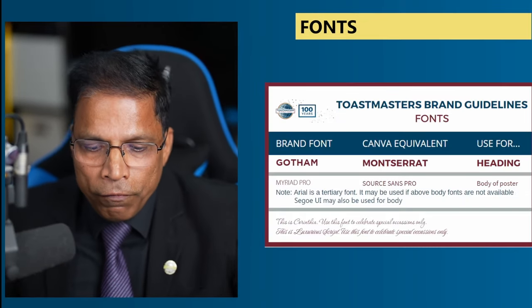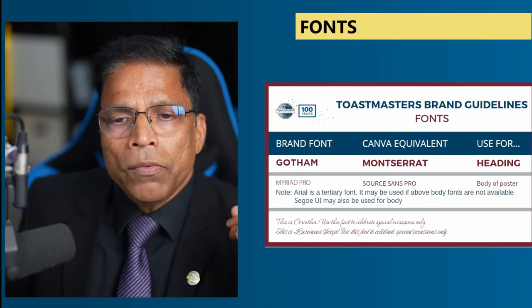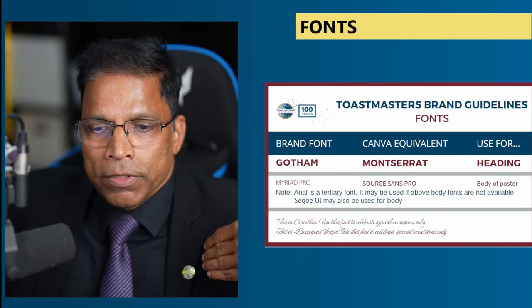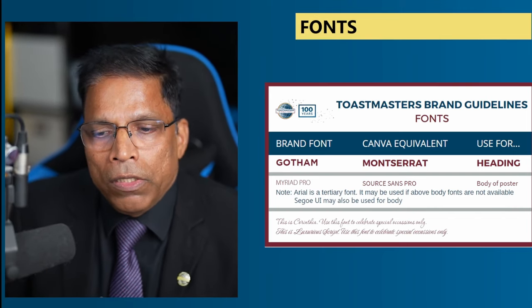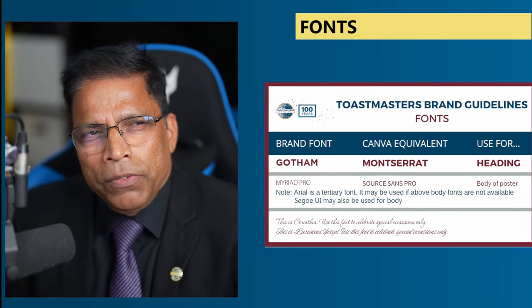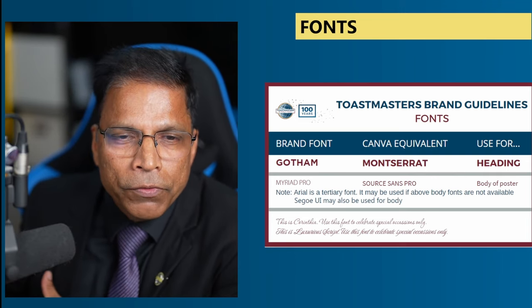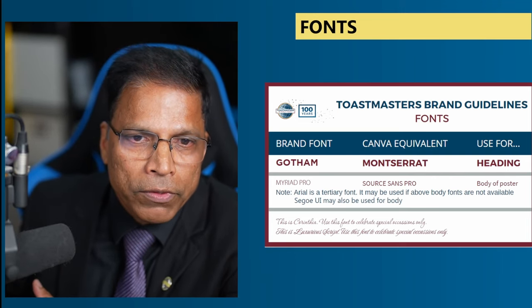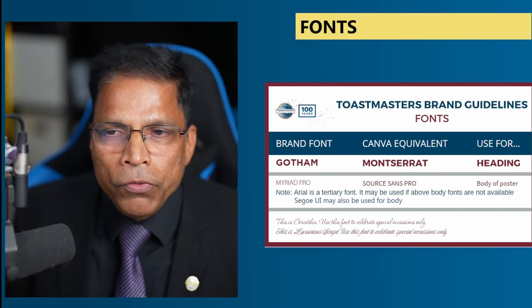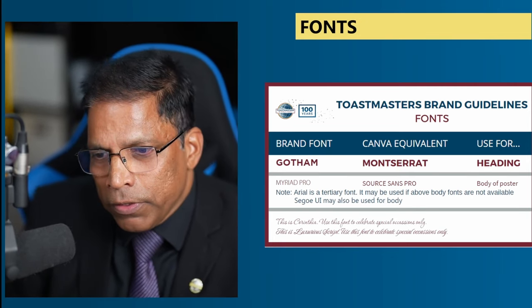Then we talked about fonts. It turns out that there are only two fonts that we can use when we create content. And we have to remember these fonts. The main fonts are called Gotham and Myriad Pro. But those fonts are usually very expensive to purchase. They are paid fonts. So as Toastmasters, we are non-profit. We can't afford to buy and use paid fonts.